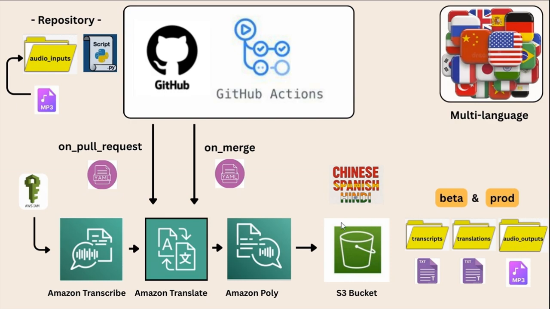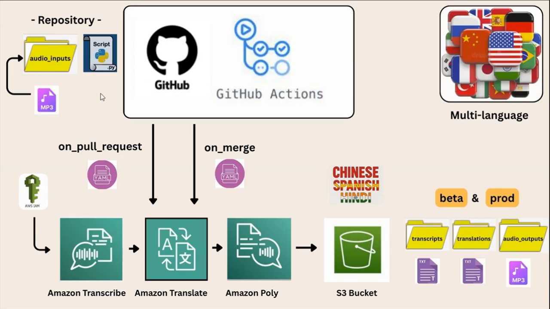After that, I'm going to create subfolders under each folder: the transcripts folder, translations folder, and the audio_outputs folder. The next thing I'm going to do is create an IAM role. This IAM role will be used specifically by my GitHub account and will have full access to Amazon Transcribe, Amazon Translate, and Amazon Polly.